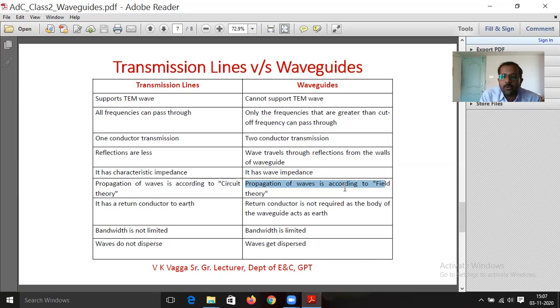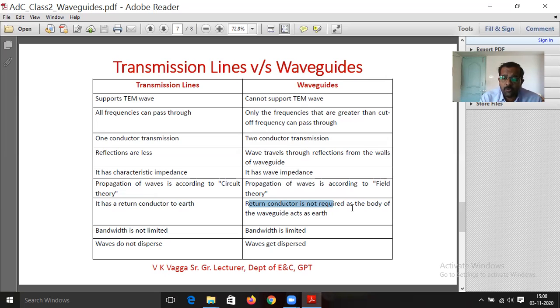The available waveguide tube is going to be an empty tube. It does not have an inner core conductor. So it is based on the field theory here, on an empty space. The transmission line should have the return conductor of the earth, but in the case of the waveguide, the return conductor is not required.